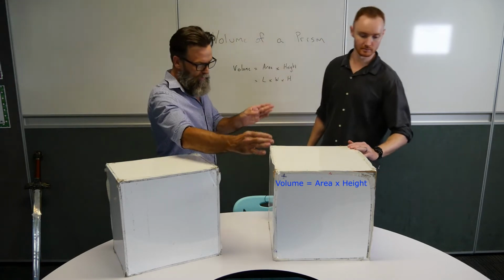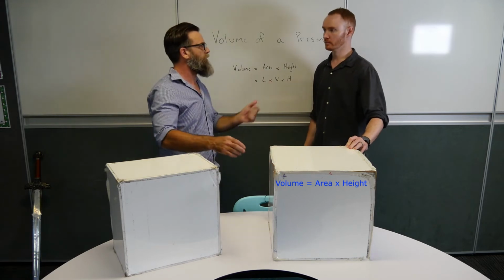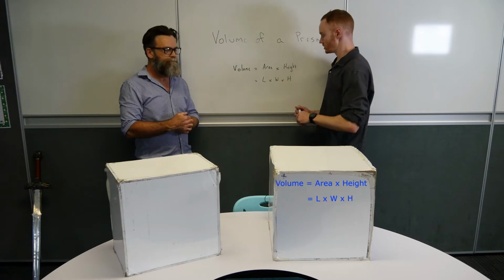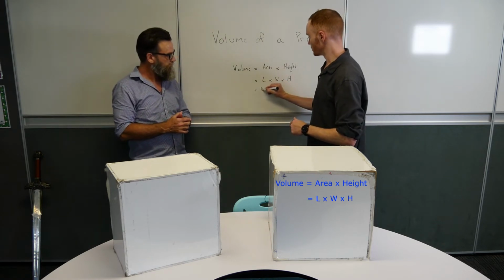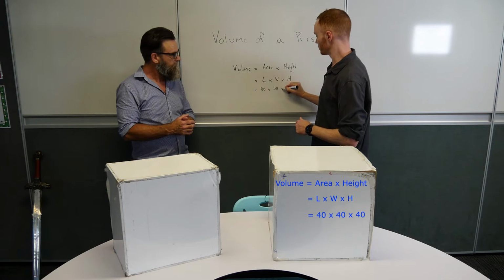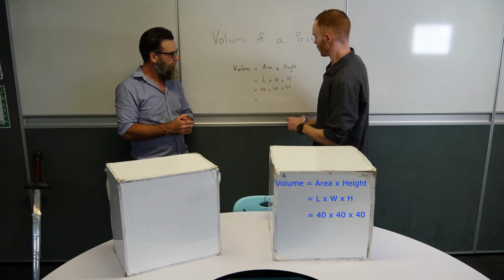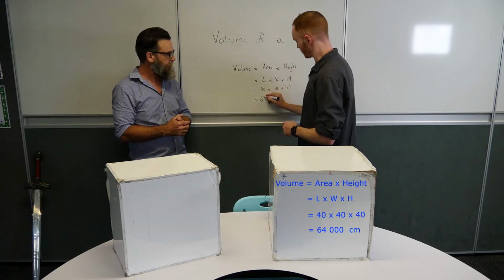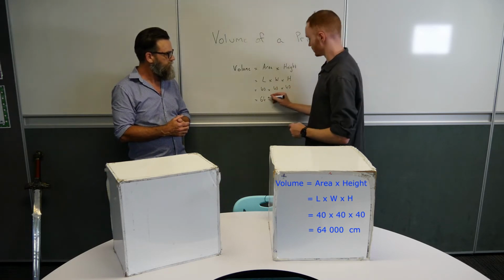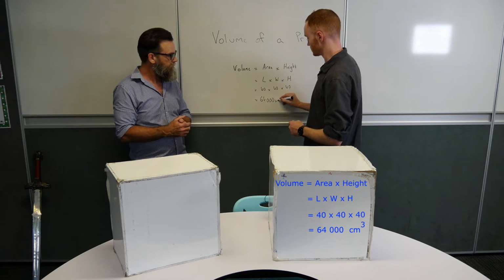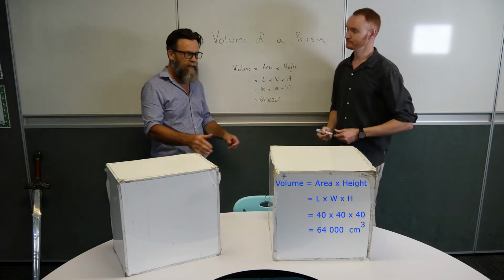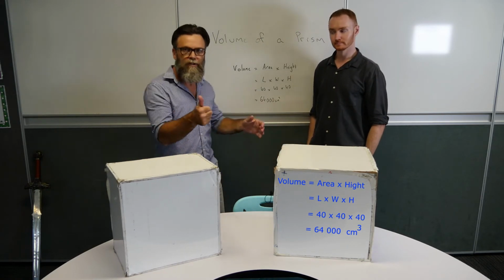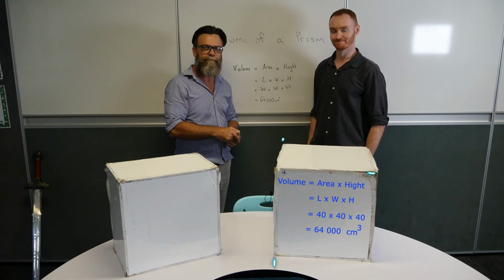Given that each of those side lengths are 40 centimetres, back to the length times width times height equation. I'm going to substitute in 40 for each of those numbers. 40 times 40 times 40. 4 by 4 gives 16, times 4 gives 64. And then I had 3 zeros to bring down as well. Centimetres cubed. That's fantastic. So it doesn't matter which of these prisms we look at. If we're talking a rectangular prism or a cube, it's still length times width times height.